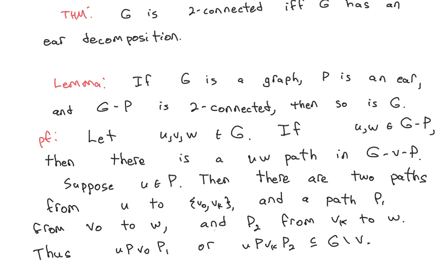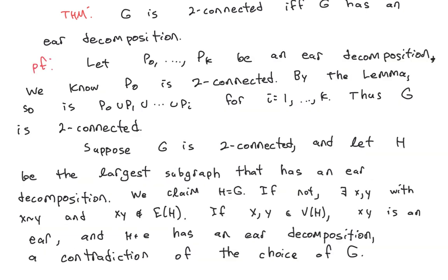In particular, you get at least two different paths from U to W, and at most one of them can contain the vertex V. So in particular, there must be a path from U to W in G minus V. And therefore, no vertex V can be a cut vertex, and thus the graph must be two connected. All right, so now we get into the proof of the theorem.